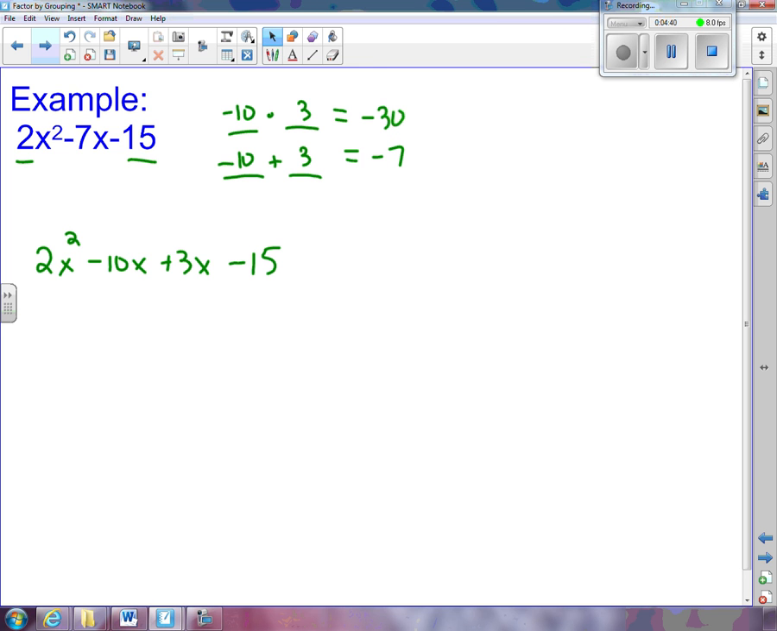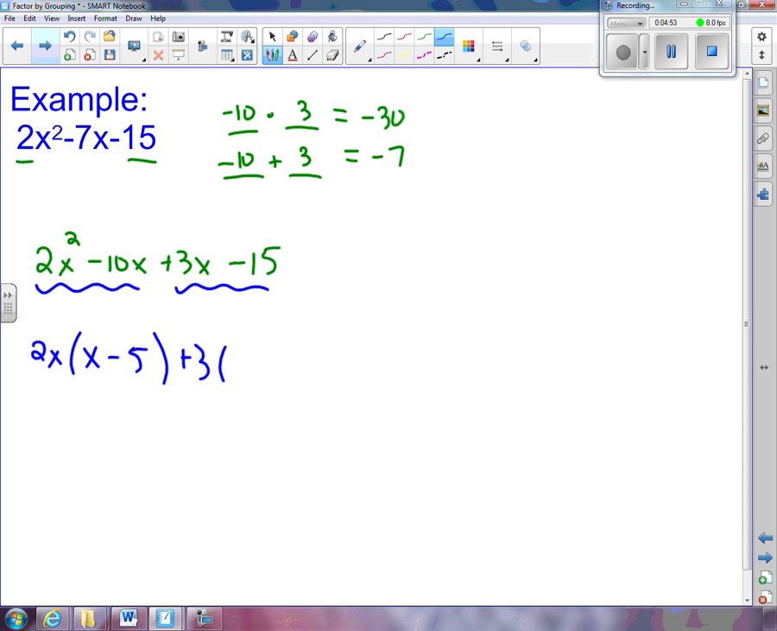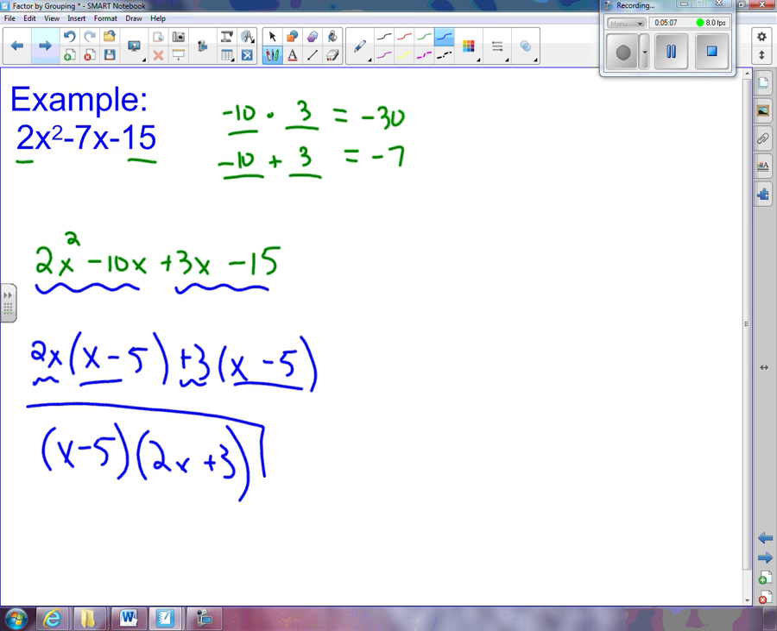So now, if I look at this term, I can take out a 2x, and I'm left with x minus 5. If you look at these two terms, you can take out a 3. So I'm also left with x minus 5. Now you can complete the factor by grouping by taking out an x minus 5. Then you're left with x, 2x plus 3. So this is our final answer.